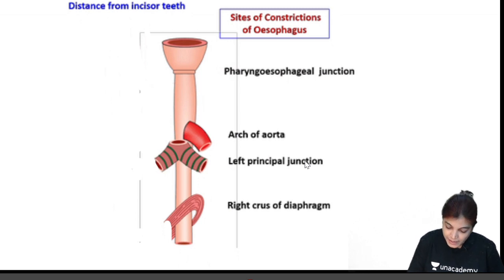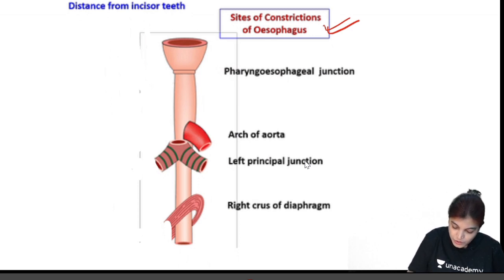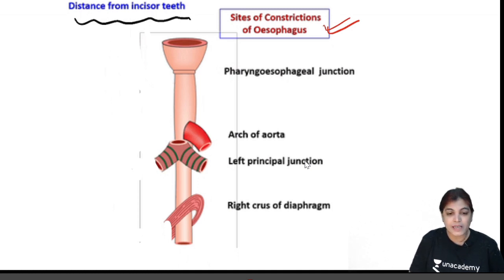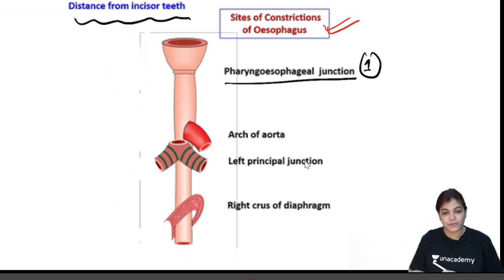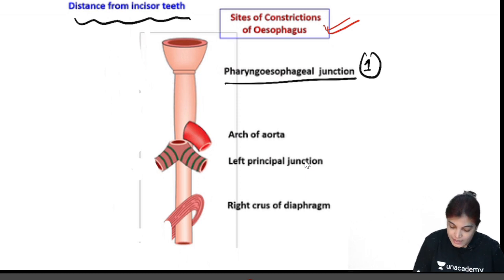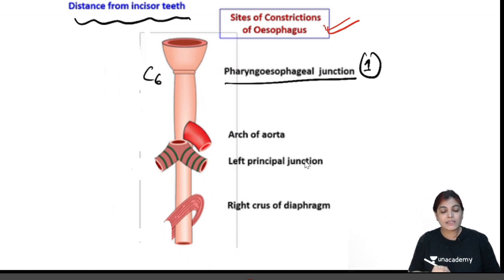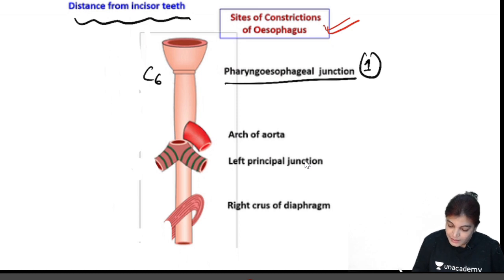In this diagram you can see the sites of esophageal constriction on one side. On the other side, what you can appreciate here is the distance from the incisor teeth. The first constriction is the pharyngoesophageal junction, where the pharynx continues to become the esophagus. That level is C6, the sixth cervical vertebra. And the distance from the incisor teeth is approximately 15 centimeters.